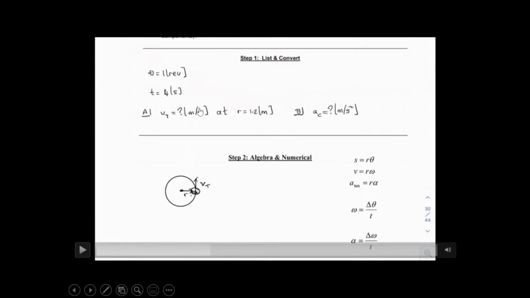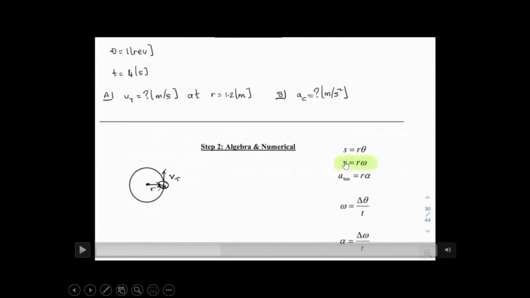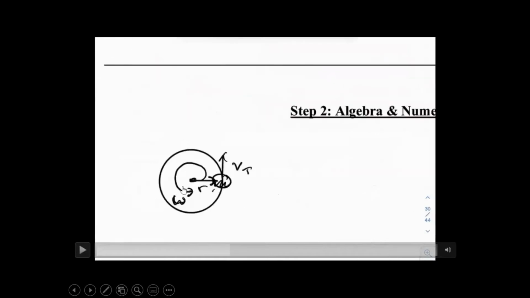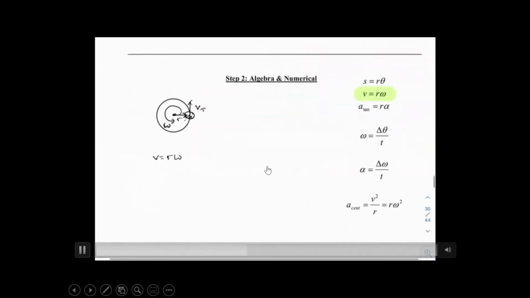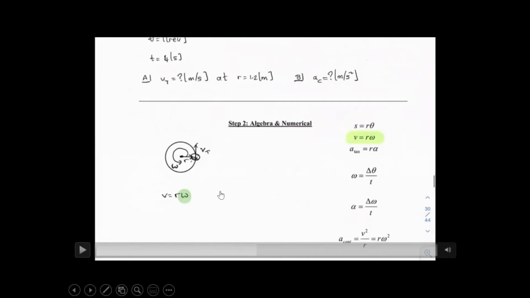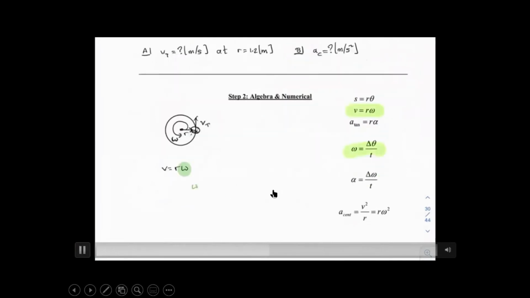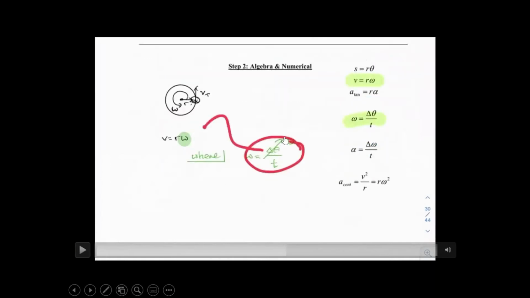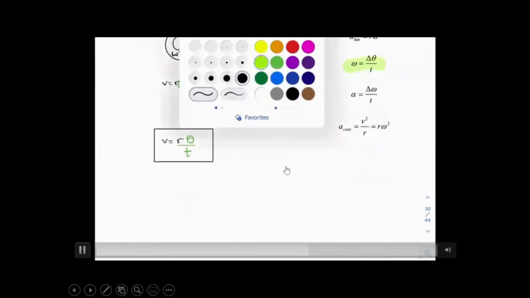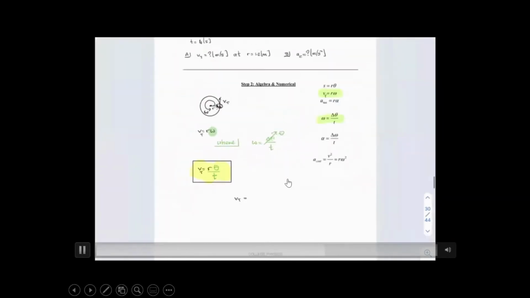Tangential velocity is what we're looking for. Here's the formula for the tangential velocity. If you know the angular velocity, you can get the tangential velocity. Angular velocity is how fast angular displacement changes in time. Changing angular displacement is the same as theta over t. And that's it. That's the final formula. And then plug the numbers in.